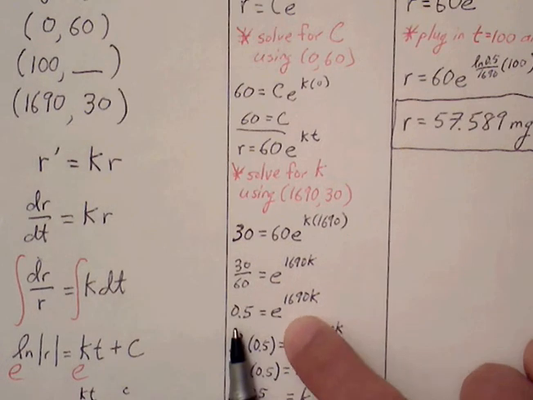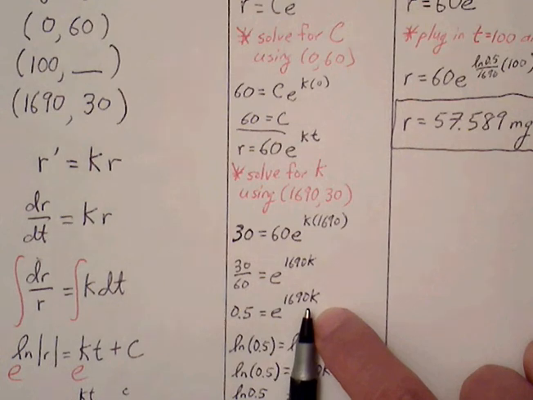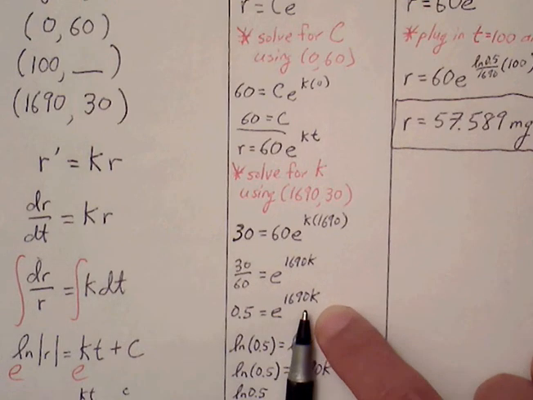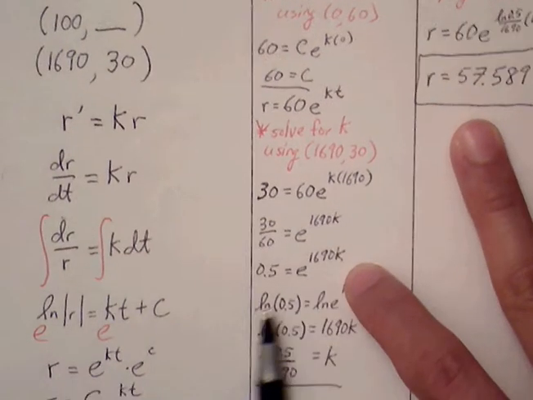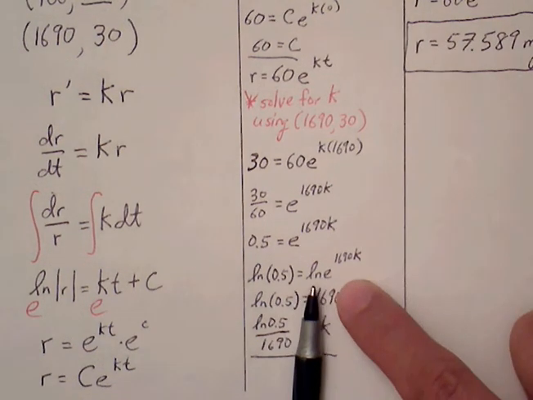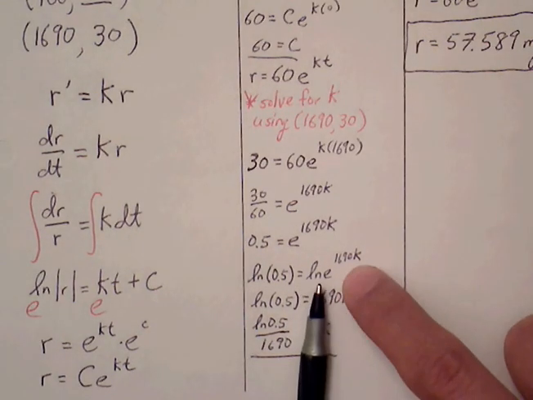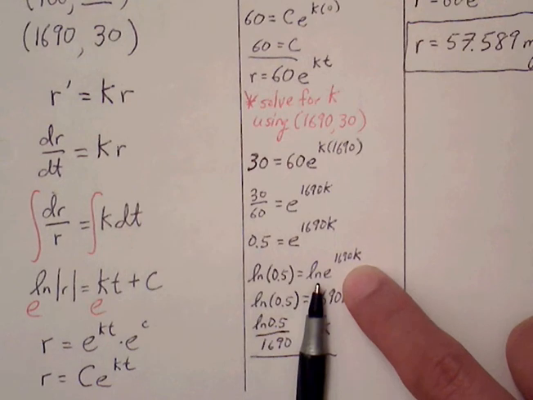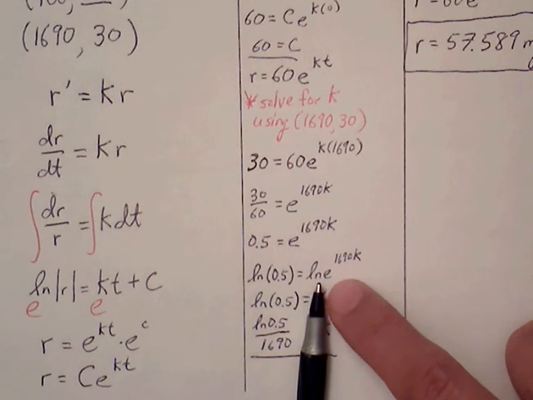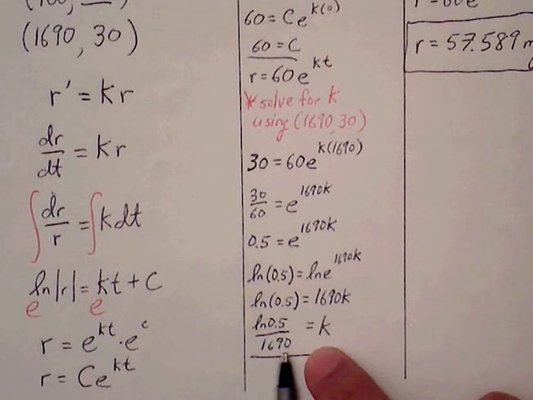Now this e to the 1690k, we want to bring the k down from the exponent that is sitting there. So we're going to take the natural log of both sides to allow us to bring that down. So natural log of 0.5 is equal to ln of e to the 1690k. 1690k can be pulled down in front because this is using the power property of logs. And then natural log of e is simply just going to go to 1. So natural log of 0.5 is equal to 1690k. Divide both sides by 1690. So we have our k value.